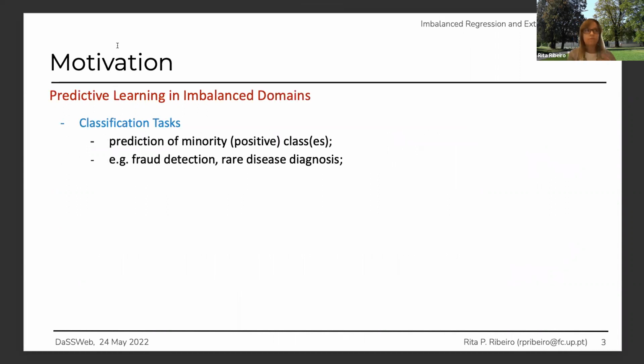We have been seeing research for more than two decades on this topic, but mainly on classification. So we have the problems of imbalanced classification, especially binary imbalanced classification, where the goal is to predict what we call the positive class, which is also the minority class. Examples include things like fraud detection, rare disease diagnosis, and so forth.